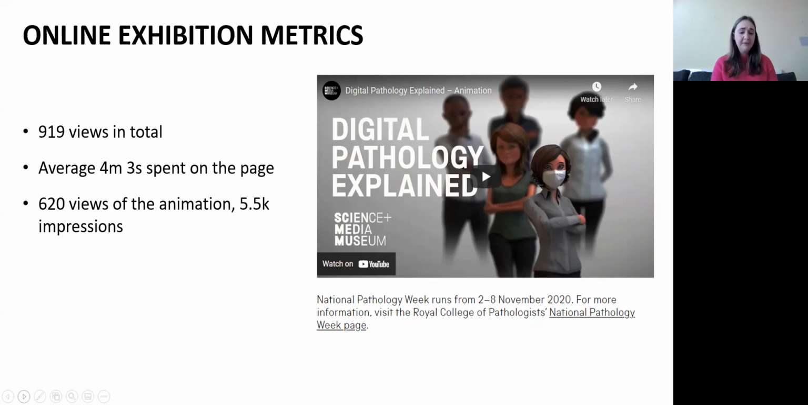And that's actually really, really good when you consider that the average time spent on a visit to the whole site, so the average time people spent on the whole of the Media Museum website during the same period, was 2 minutes and 11 seconds. So it suggests that people who were interested in the exhibition were actually exploring it in some depth, because they spent double the average time of a visit to our website looking at this material.